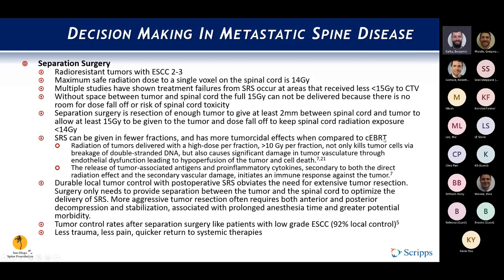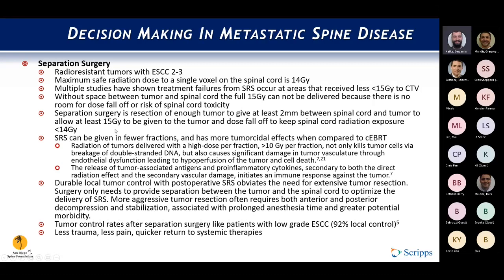So separation surgery. Separation surgery is indicated for radioresistant tumors with epidural spinal cord compression of grades 2 or 3. And it really stems from the fact that the maximum safe radiation dose to the spinal cord is about 14 gray. And multiple studies have shown that if you give less than 15 gray to the clinical tumor volume, you will have a local failure. And so you can either give 15 gray to the tumor, and the spinal cord will also be experiencing 15 gray and likely have some sort of radiation-induced myelopathy, or you can give 14 gray to save the spinal cord to the tumor, and you'll have a local recurrence.